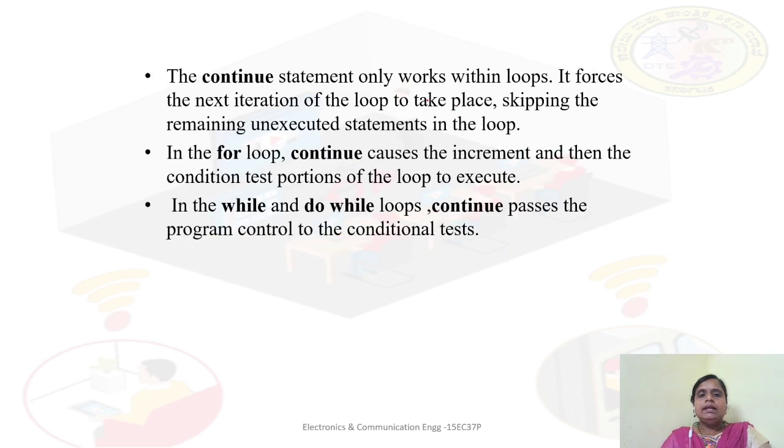The continue statement works only within loops. It forces the next iteration of the loop to take place by skipping any unexecuted statements in the loop. That is, if we want some of the statements not to be executed, but we have to execute that loop again from the beginning, then I can use the continue statement. Now, what happens in the for loop? If I use the continue, it directly causes the increment of your counter, and then the condition test portions of the loop are executed. It again executes the remaining part.